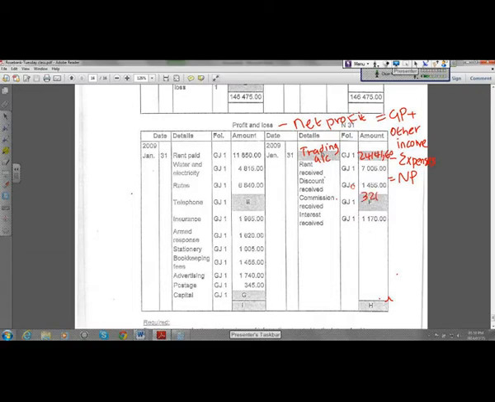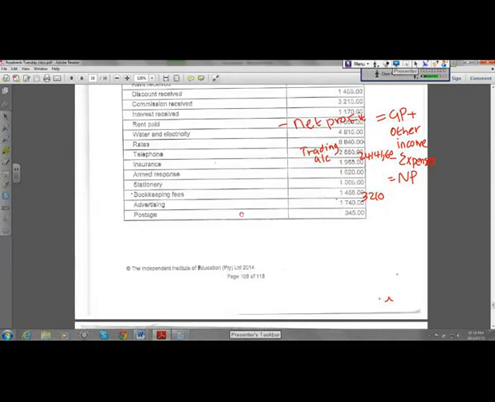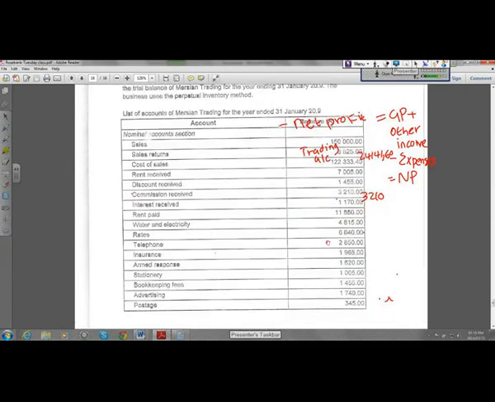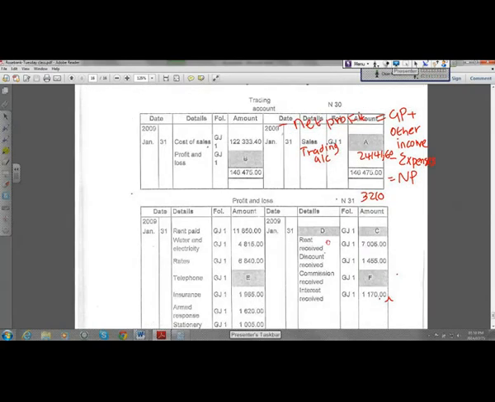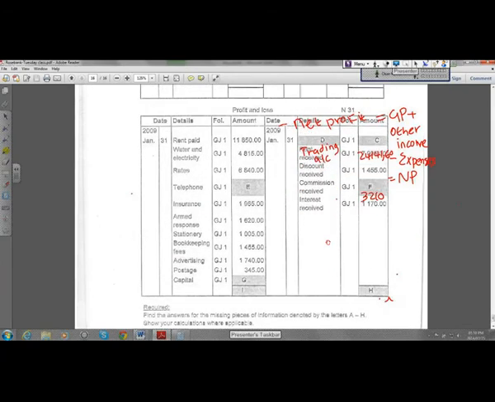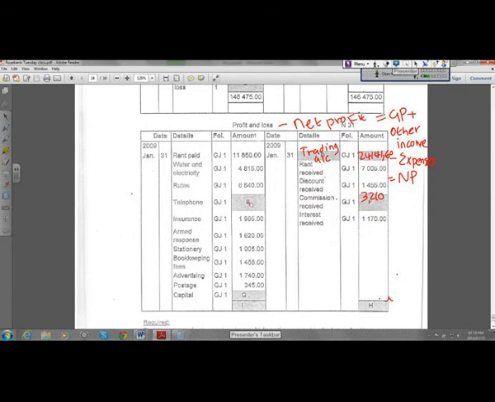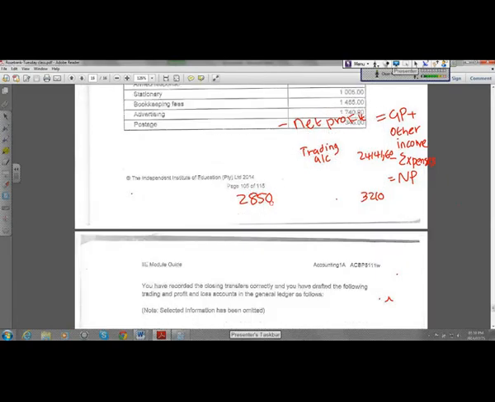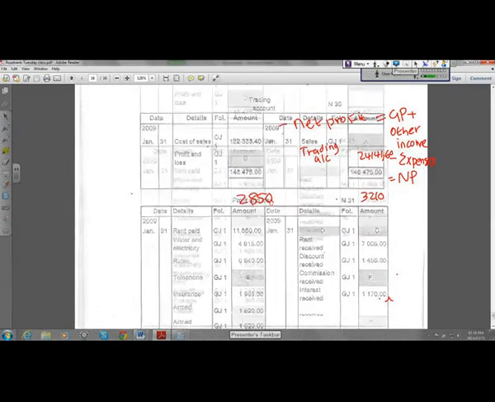Now they've got a shaded area for telephone. So let's go get the telephone. Where's the telephone? 2850. So we go back. It's 2850. So you're done. Yes, it's a balancing figure.